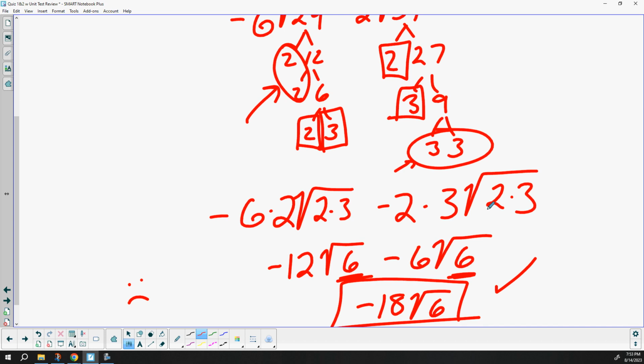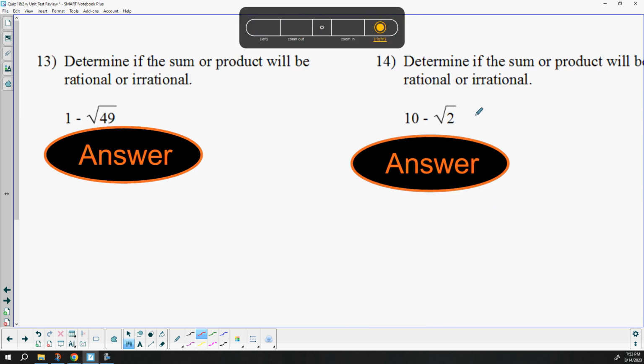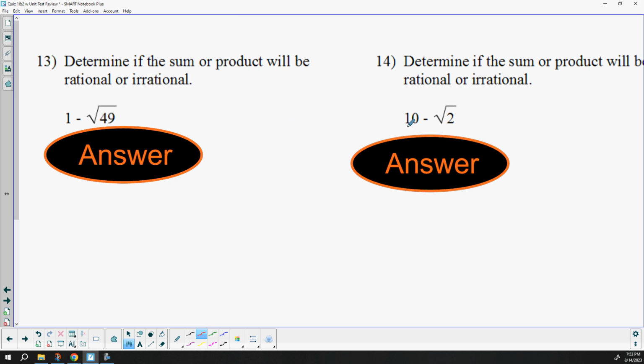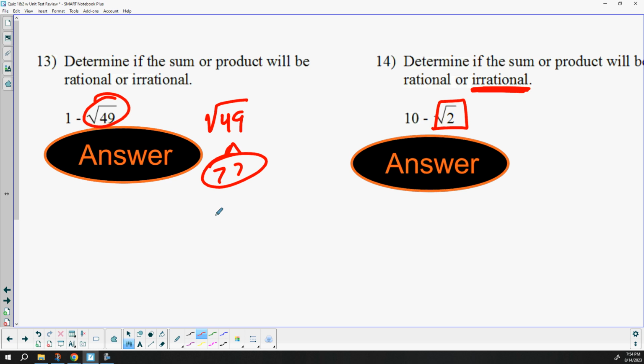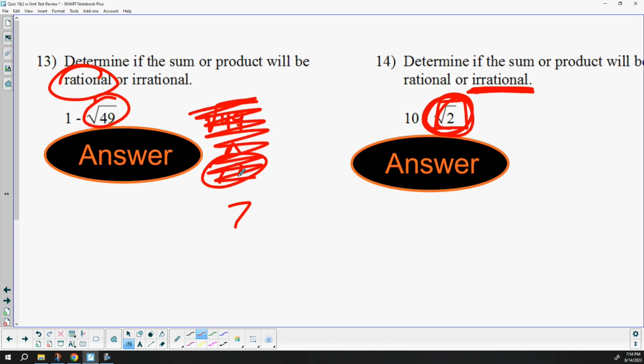Anyway, we already talked about this in class. Remember, after simplification, if you have a radical symbol left over, it's irrational. If it works itself out, simplifies, no leftovers, then it's rational. Okay? Radicals left over, irrational. No radicals left over, rational. Okay?